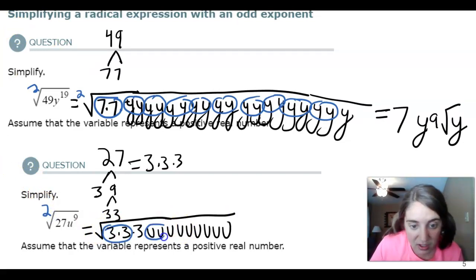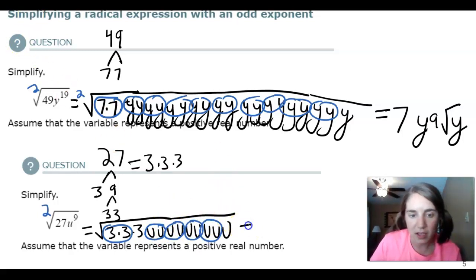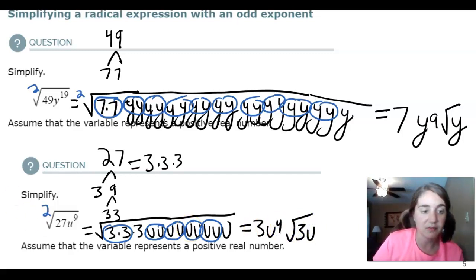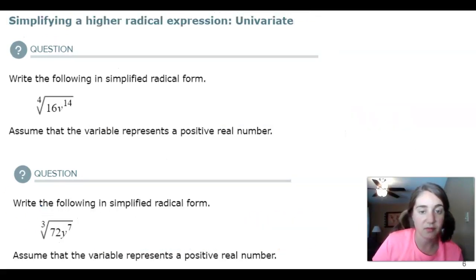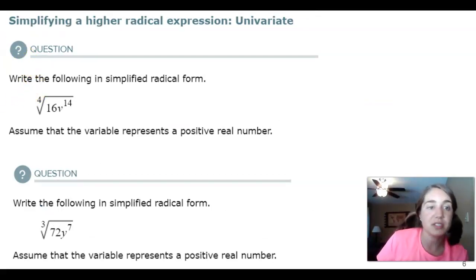So I'm going to group anything matching in groups of 2. I see that a 3 can come out, 1, 2, 3, 4 u's can come out, and a 3u is stuck on the inside. So we're going to keep using this idea: whatever is on the outside of the radicand tells us how many groups we want.